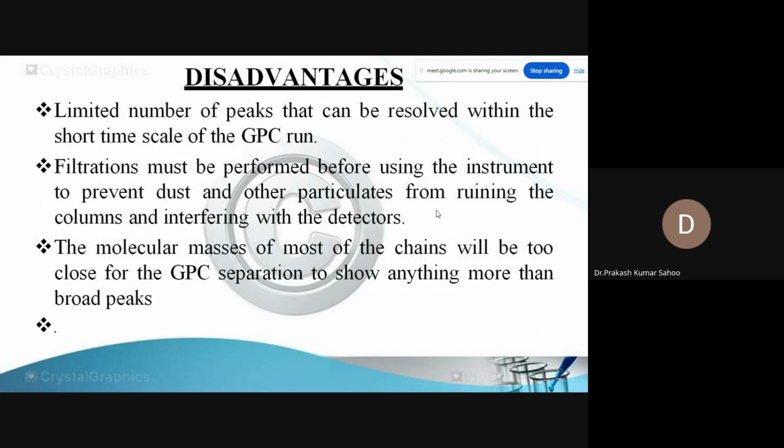What are the disadvantages? Limited number of peaks that can be resolved within the short time scale of the gel filtration chromatography run. Filtration must be performed before using the instrument to prevent dust and other particulates from clogging the column and interfering with the detector. The molecular masses of most of the chains will be too close for the GPC separation to show anything more than broad peaks.